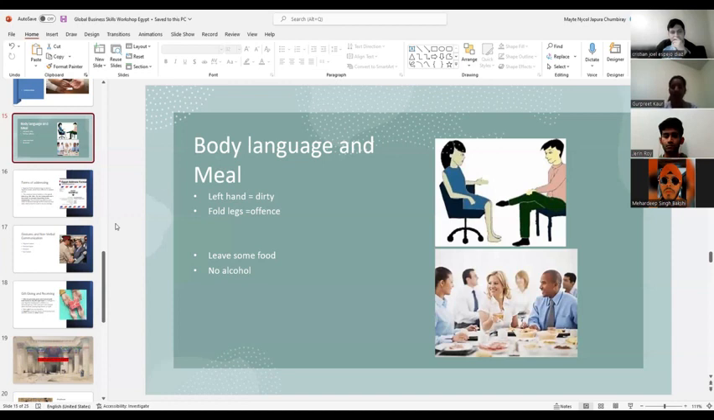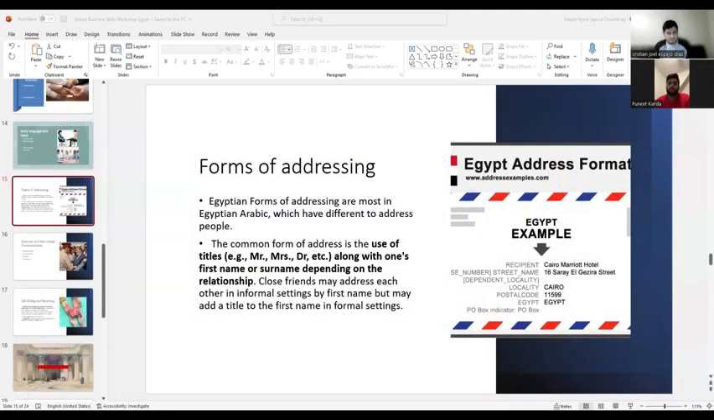Then there are meals. If we are talking about the meals, then Egyptian people mostly prefer to leave food on their plates instead of wiping it off. Secondly, they mostly like to exchange gifts while they're sharing a meal with another person. They don't like to share alcohol in the meetings. The main thing in Egypt is that if anyone adds salt to the food, it is considered an offense, especially if we are taking food in an Egyptian's home.